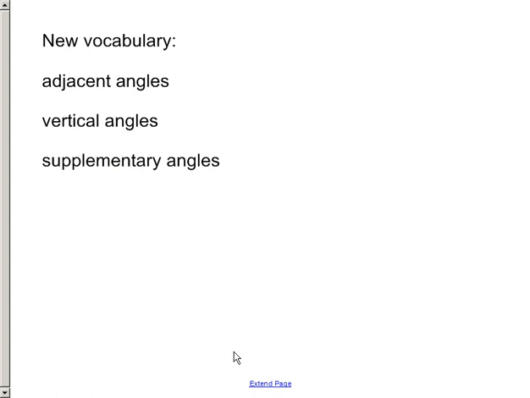Our new vocabulary: adjacent angles, vertical angles, and supplementary angles. You might want to pause the video and make sure that you have a notebook or paper ready for note-taking because you will need to know about these angles, what they are, how to define them.